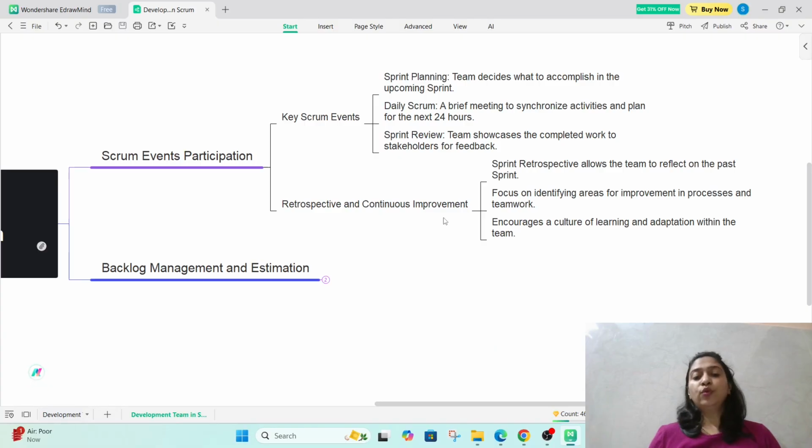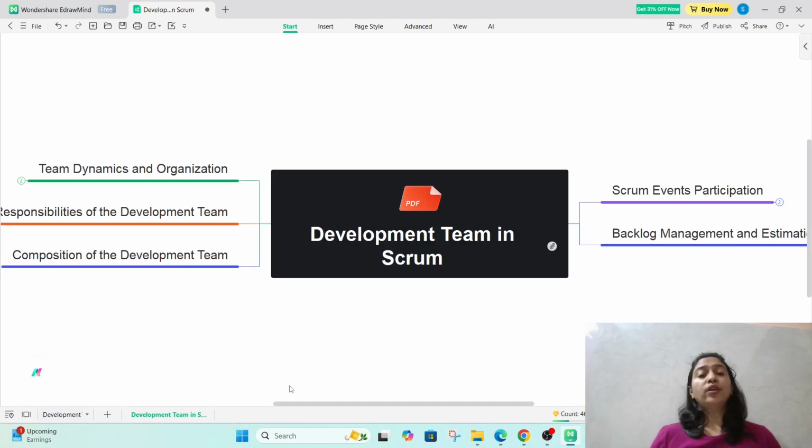The other improvement and retrospective responsibilities are like the sprint retrospective, which allows the team to reflect on the past sprint. They focus on identifying areas for improvement in the processes and the teamwork. They encourage a culture of learning and adaptation within the team. So these are some responsibilities related to Scrum events. In this video, we have discussed the development team's role and responsibilities towards Scrum.